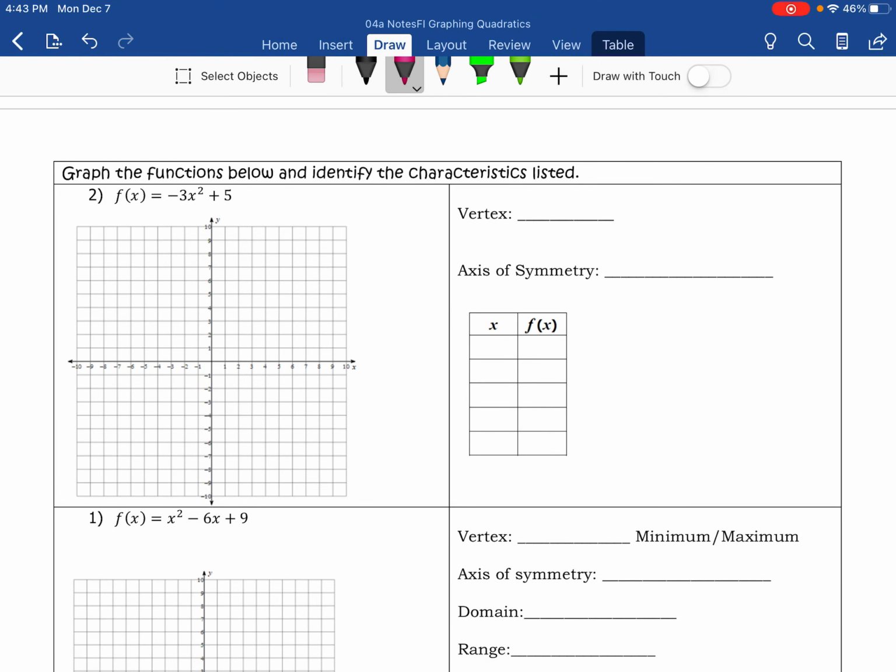So just graph the functions below and identify the characteristics listed. For this first one, my vertex, I want to find it, so I use the vertex formula. Vertex formula, x is equal to negative b over 2a.